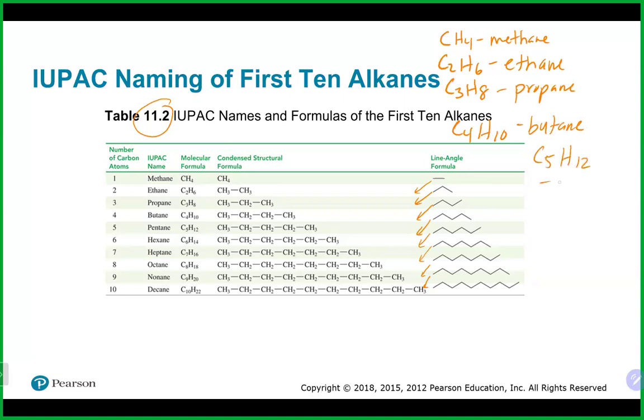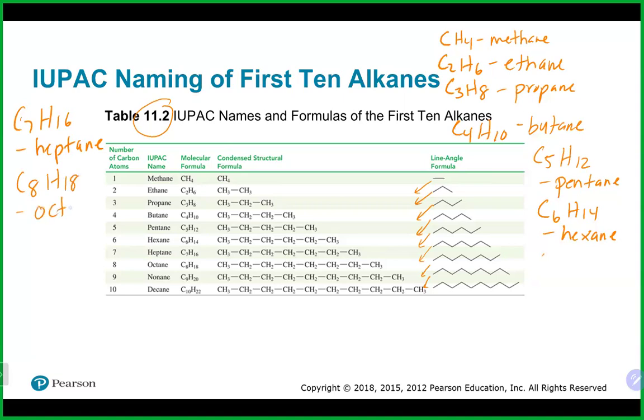Now we're going to get into some of our prefixes. Penta for five, pentane. Six carbons, that would be 14 hydrogens. Hexa, so that's going to be hexane. Seven carbons will give us 16 hydrogens. That is hepta for seven, heptane. Eight carbons gives us 18 hydrogens, octa for octane here.